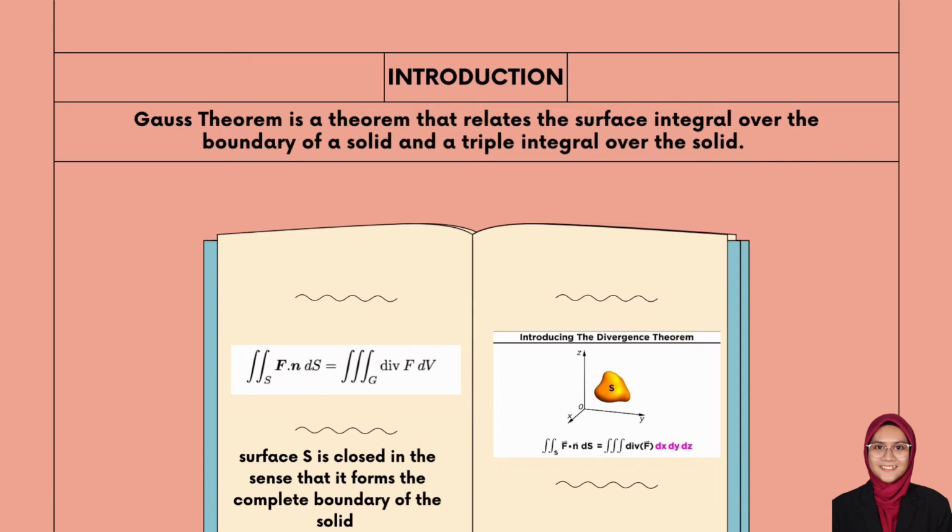Surface S is closed in the sense that it forms the complete boundary of the solid. That's why we have Gauss theorem to solve the question. Next, we will walk you through how to solve the question related to Gauss theorem. By the end of this video, I hope that you can understand the concept of Gauss theorem.